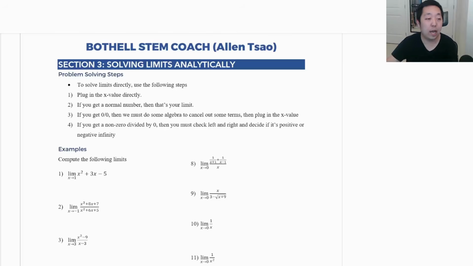So now let's take a look at how we solve limits analytically. So I just give you a function and we're just going to compute the limit sort of directly. Now, here's kind of the steps that I tend to follow.